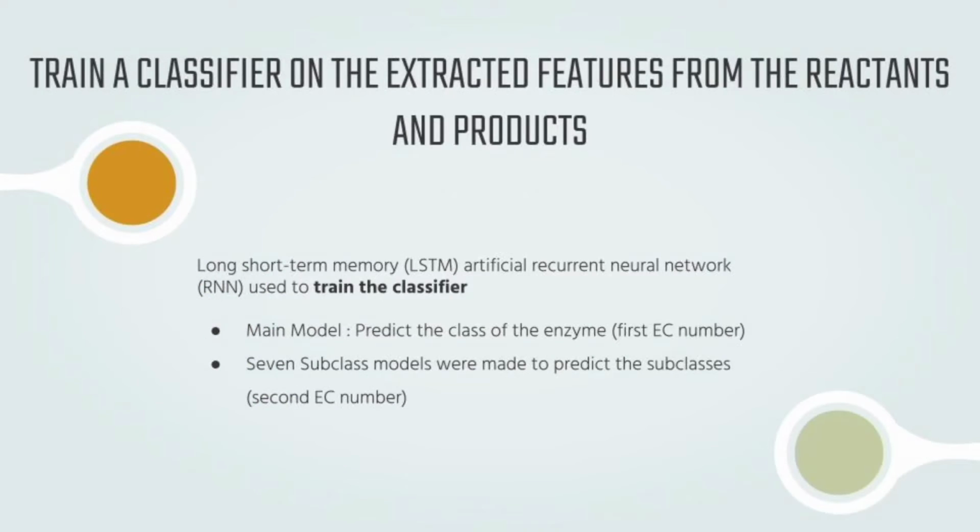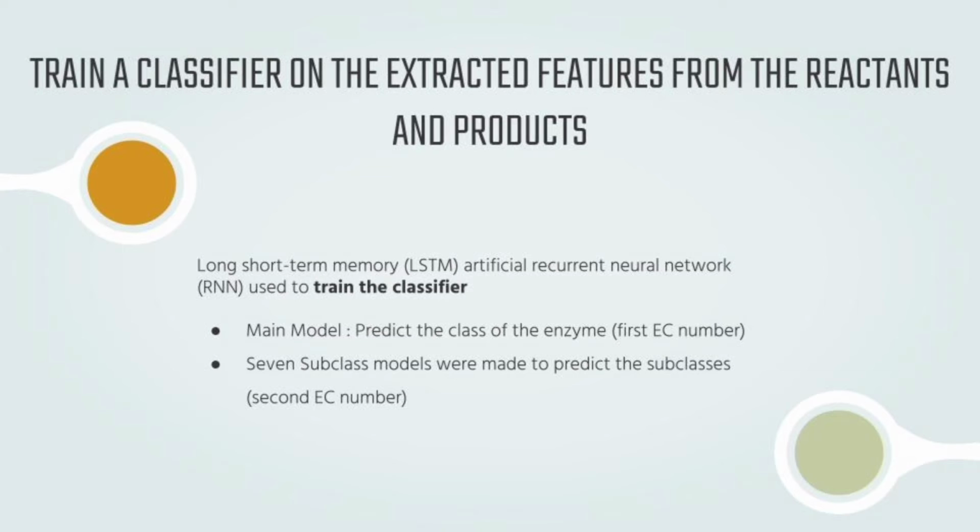For our model, we chose to use a long short-term memory, or LSTM, artificial recurrent neural network to train our classifier. We chose to use an LSTM because of its recurrent nature. It is well suited for natural language processing tasks due to its ability to consider previous inputs and outputs. In particular, an LSTM model was chosen because it addresses the vanishing gradient problem that's encountered in basic RNNs. A model was used to predict the class of the enzyme, or the first EC number.